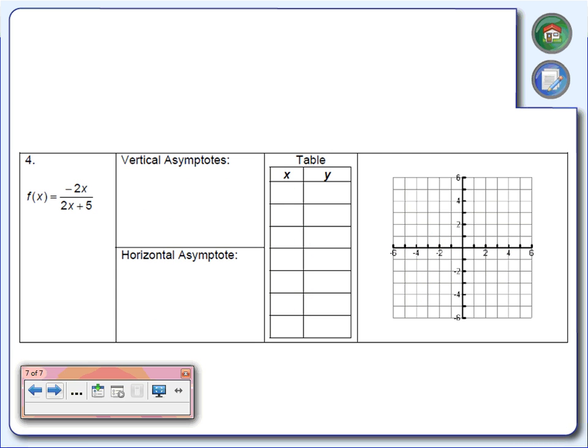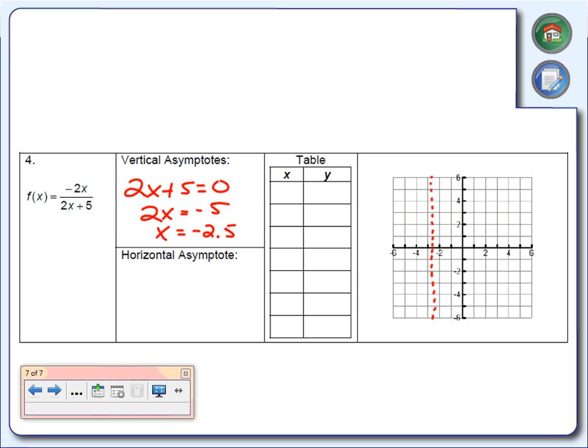I got one last one to look at here. Number 4, vertical asymptote. Let's find that first. Let's take our denominator, set it equal to 0, and start solving it. First thing I'm going to do is subtract the 5. Then I'll go ahead and divide by 2. So the question is, what's -5 divided by 2? -5 divided by 2 is -2.5. So when you draw your vertical asymptote, you're going to draw it over here at -2.5.